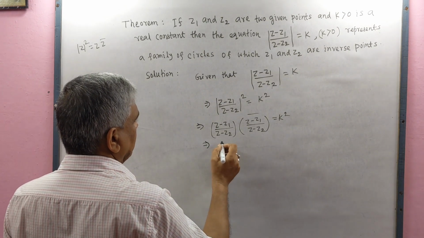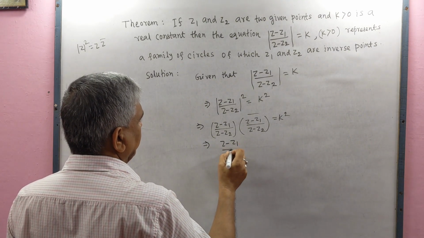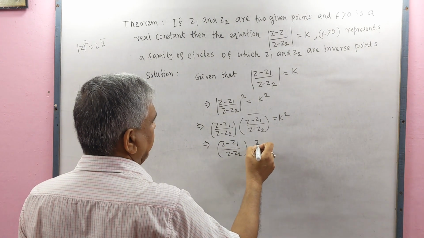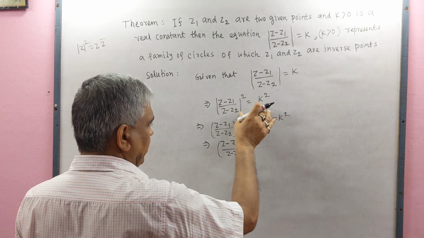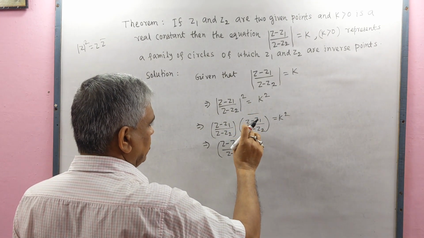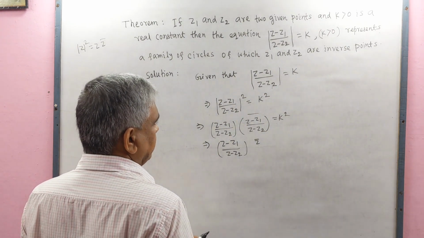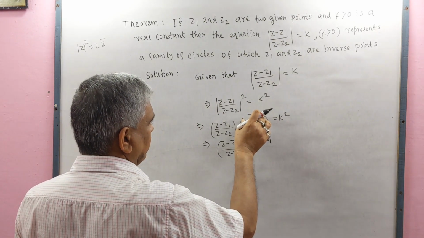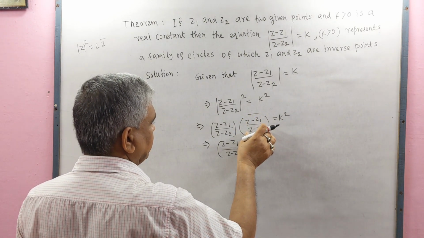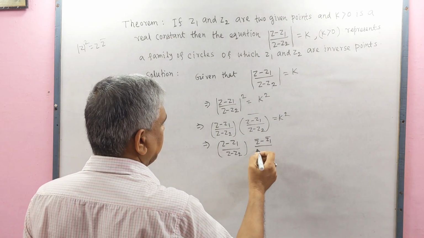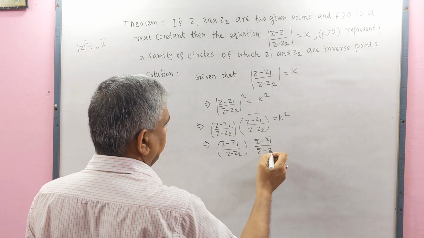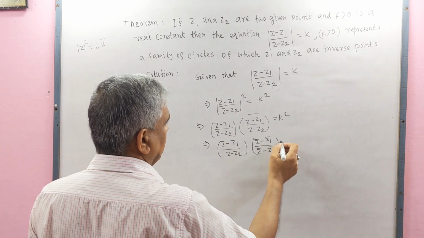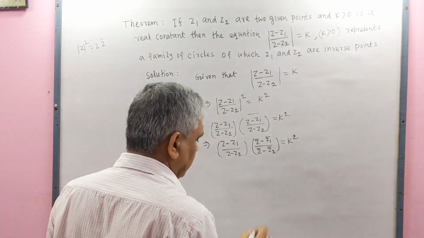implies that Z minus Z1 by Z minus Z2, here Z bar will enter with individual terms, Z bar minus Z1 bar. Firstly we take bar of this, then we take bar of this, and then finally we get bar of every entity, equal to k square.